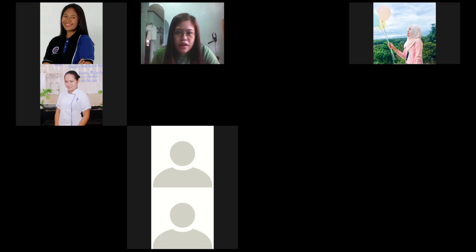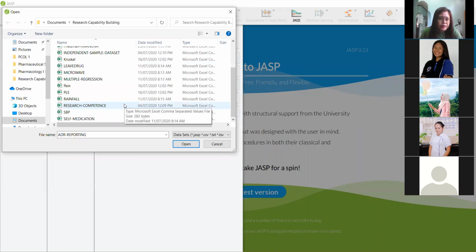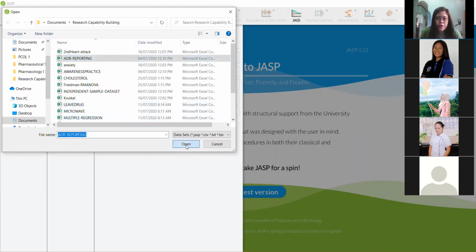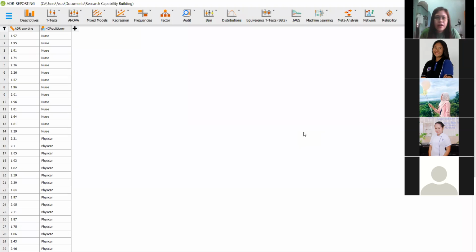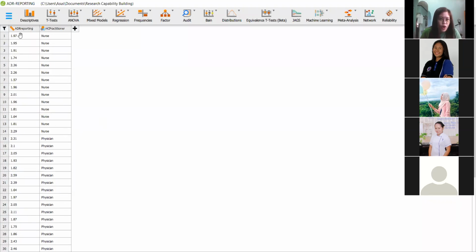So, balik ta dito sa akong JASP software. Ayan. Open na nato ang ADR reporting. Yeah. So, i-import na niya dayon. Again, CSV file ang kaya niya nga i-read. So, ani na siya. The first column will be the scores on the ADR reporting na level of attitude, and on the other side, kung nakita ninyo, naka-nominal scale na siya. Kasi groupings man ni niya.